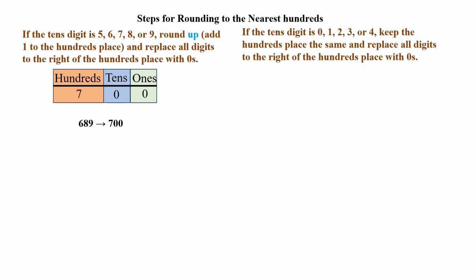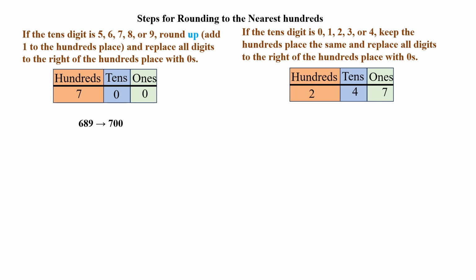In the same way, if the tens digit is 0, 1, 2, 3, 4, keep the hundreds place the same and replace all the digits to the right of the hundreds place with zeros. Take an example, 247. Here keep 2 same and replace 4 and 7 with zeros. So you get 200. That is, 247 is rounded to 200.